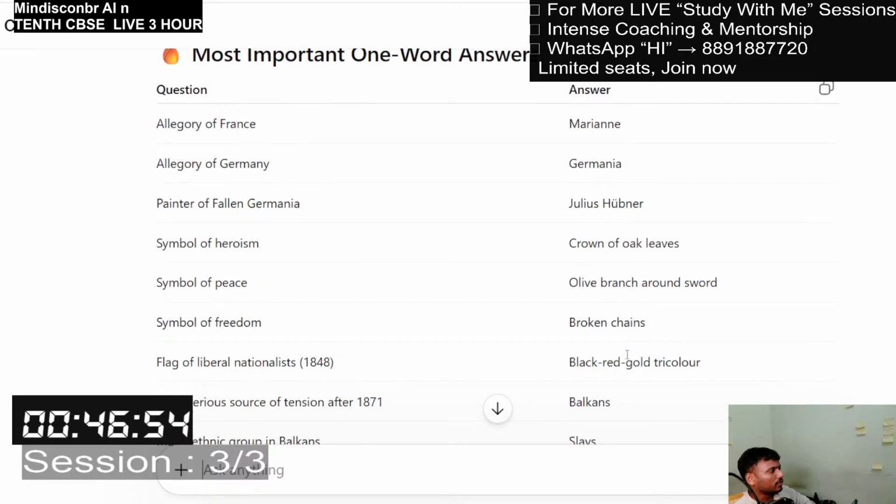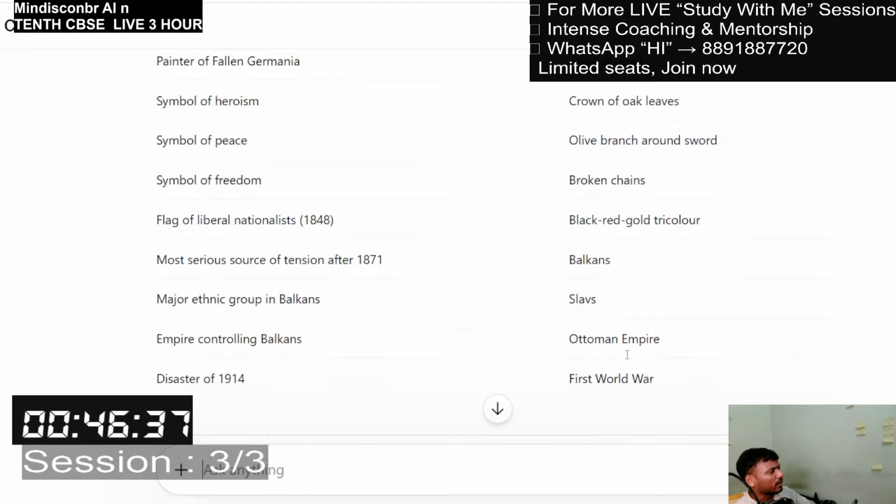Most important one word answers. Allegory of France was Marianne. Allegory of Germany is Germania. Painter of the fallen Germania, Julius Hubner. Symbol of heroism, crown of oak leaves. Symbol of peace, olive branch around sword. Symbol of freedom, broken chains. Flag of liberal nationalists, 1848, black, red, gold tricolor.